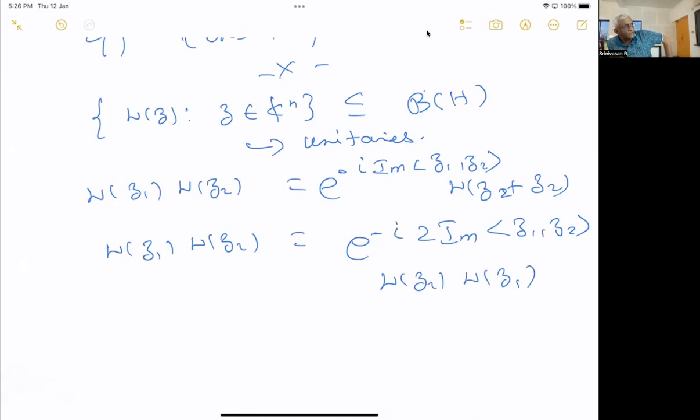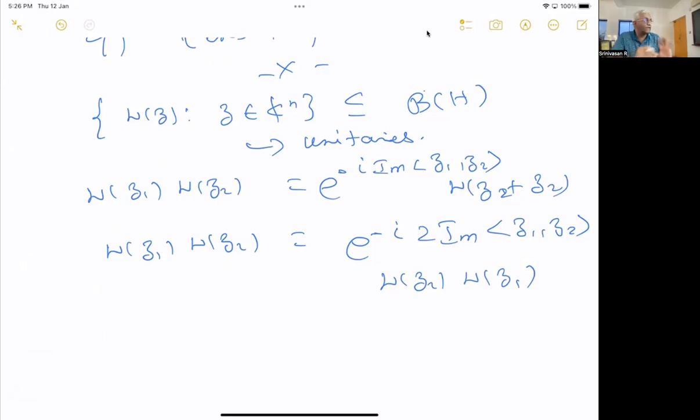So the point is, if the imaginary part of the inner product between z1 and z2 is 0, for example, both z1 and z2 come from the real part. Cn is Rn plus i Rn; it's just a complexification of Rn. Suppose z1 and z2 both come from Rn itself. Then they commute. Similarly, if both z1 and z2 come from i times Rn, the imaginary part of the Hilbert space, then also they commute. So it depends on the imaginary part of the inner product. If it is 0, then they commute.